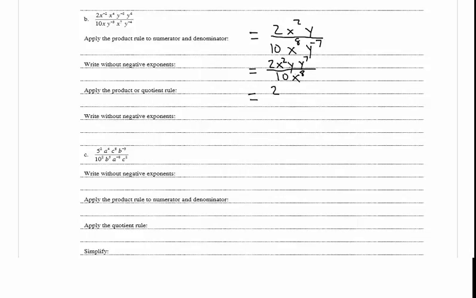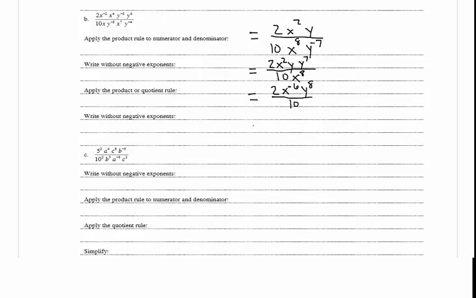x squared divided by x to the 8th is x to the negative 6, because 2 minus 8 is negative 6. And now we have y times y to the 7th, which we could write as y to the 8th, divided by 10.